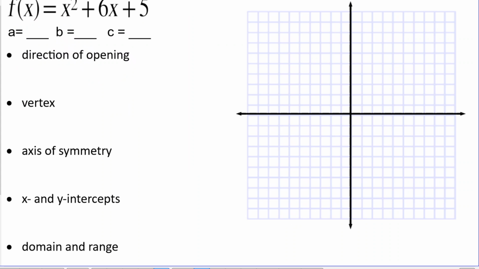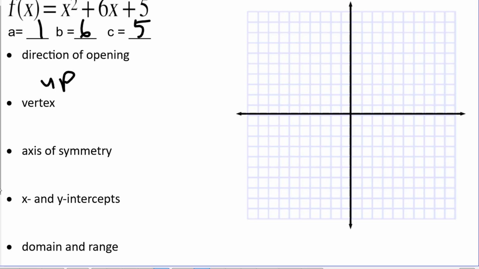So we're going to practice using our calculator to graph some of these functions and identify their characteristics. We're going to be looking at the function x squared plus 6x plus 5. The first thing we should always be doing is pulling out those a's, b's, and c's. So a here, because I see nothing in front of the x squared, is a positive 1. B is a 6, and C is a positive 5. First, we ask ourselves, what's the direction of opening? Well, because A is positive, we already know that this graph is going to open up.